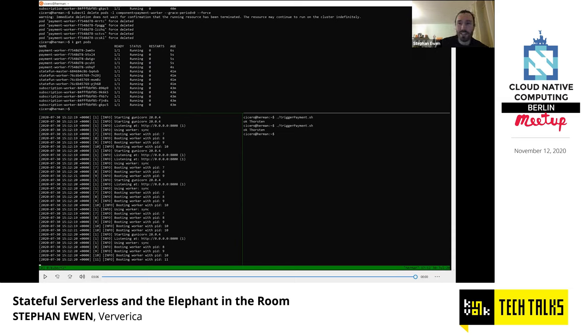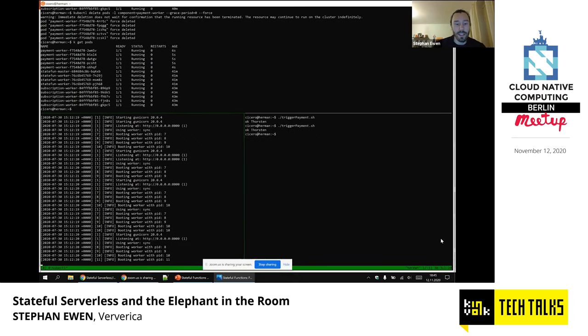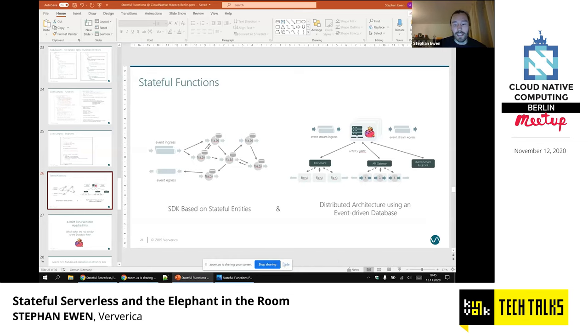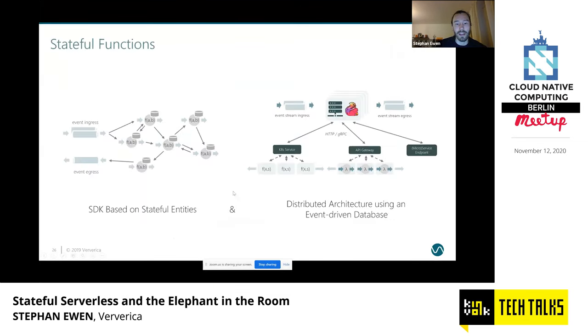Going back to the presentation, that is really the thing that we get by this nice integration of everything in this event-driven fashion. All the functions talk to each other, they get their state consistency out of the box, and they talk to the outside world purely by these ingresses and egresses. And the integration with those is actually transactional.